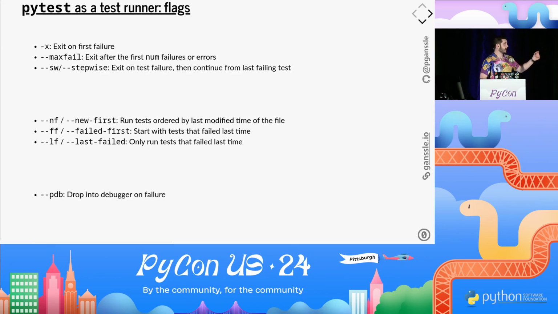It has a lot of options for how you would order the tests. You can run the failing ones first, or only run the ones that failed last time. And it also has this very useful feature, --pdb. What that does is, if your test fails, it immediately drops you into a debugger. And so now you're just working in the debugger, and you can play with the failing test, and you're in that scope.